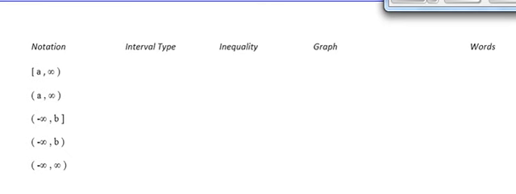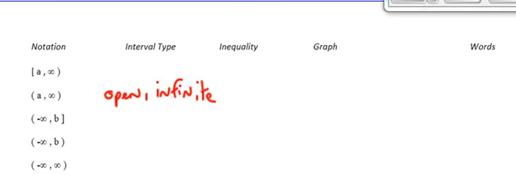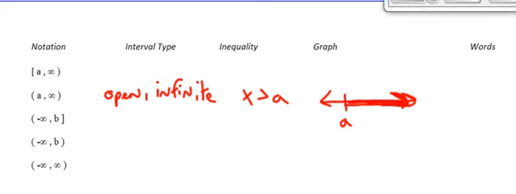The second one, we've got parenthesis a comma infinity, so we're going to have open at a and infinite to the right hand side. The inequality, we're looking for all the numbers again that are bigger than a, but this time we're not including a, so there's no line underneath the greater than symbol. The graph, we've got a, and it's going to infinity, but this time there's an open circle at a because we're not including a.